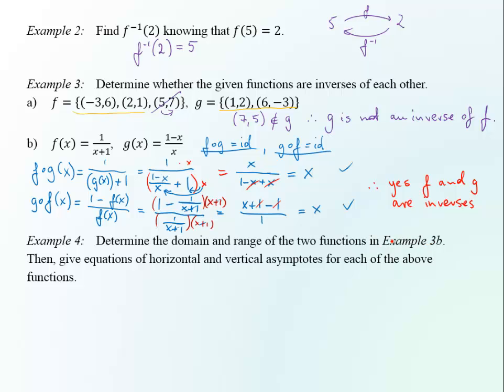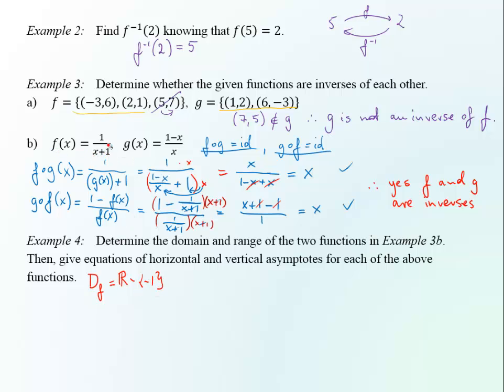In the next example, we want to determine the domain and range of the two functions in the previous example, in tray B. That means these two functions f and g. Then we need to give equations of horizontal and vertical asymptotes for each of the above functions. Let's start with domain of f and g. We know that domain of f is all real numbers except for the ones that will make denominator 0. So it's all real numbers but not -1.